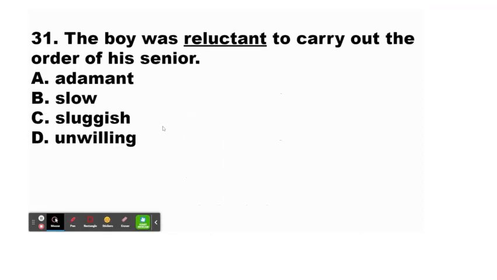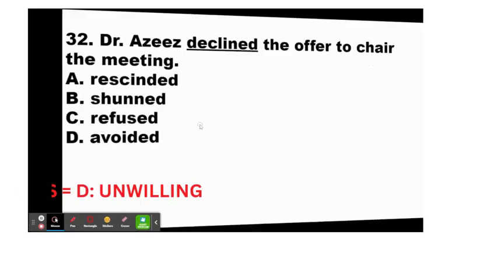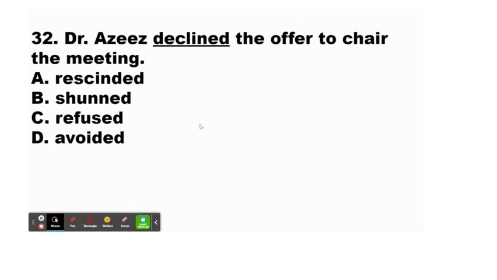Question 31. The boy was reluctant to carry out the order of his senior. A, adamant, B, slow, C, sluggish, D, unwilling. Option D is correct, unwilling. When you are reluctant, you are unwilling. Okay. 32. Dr. Aziz declined the offer to chair the meeting. A, rescinded, B, shunned, C, refused, D, avoided. Option C is correct. Refuse. When you decline something, you refuse or you reject it.